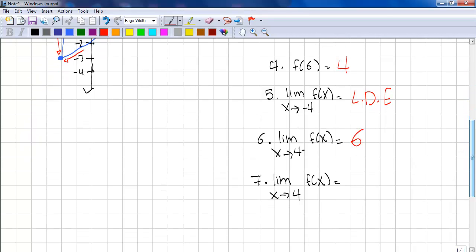So just to write it down for you, it would be something like this. As it approaches from the left-hand side, it would be 6, while as it approaches from the right-hand side, it will be 2. So for a limit to exist, the left-hand and the right-hand side must have the same value. As we see, they don't, so the limit does not exist.